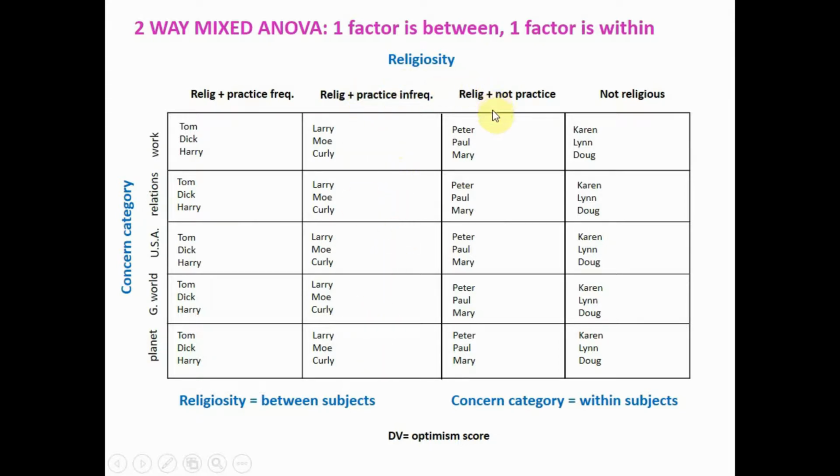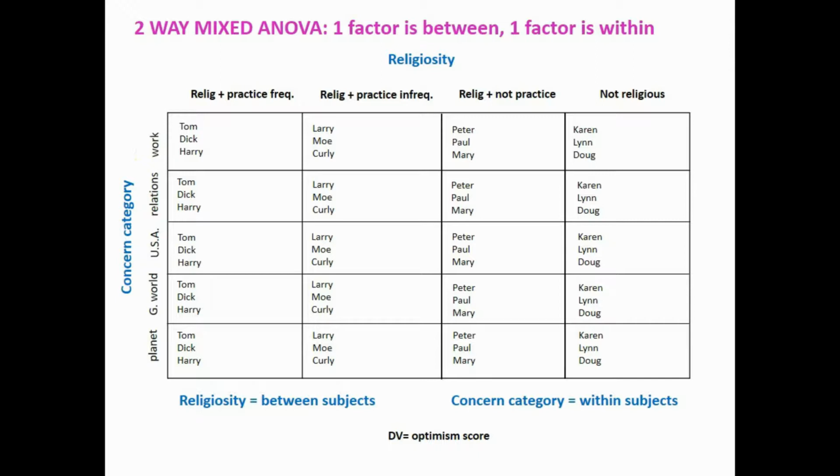Okay, so every level is a column. Now, as you might guess, if we look at our other independent variable, the other factor, concern category, each level is represented by a row. So this first row represents work, this next row represents relationships, and so on. What you get in a two-way ANOVA, and it's not only for a two-way mixed ANOVA, any two-way ANOVA, is one factor up here represented by columns and one factor along the side represented by rows.